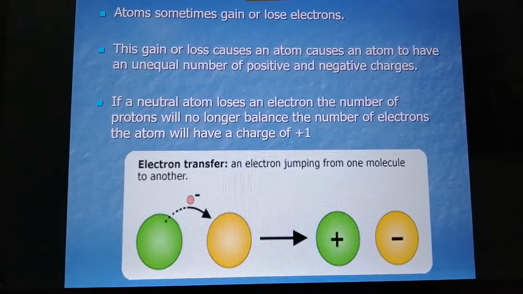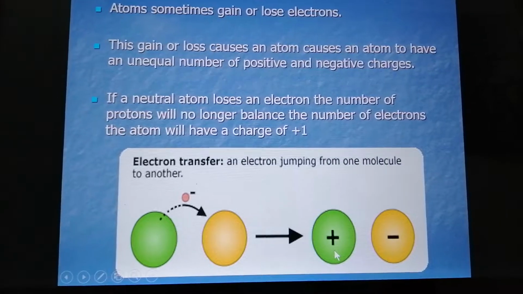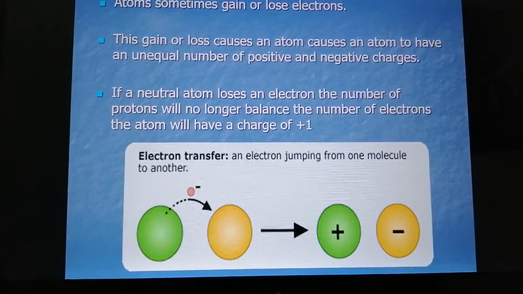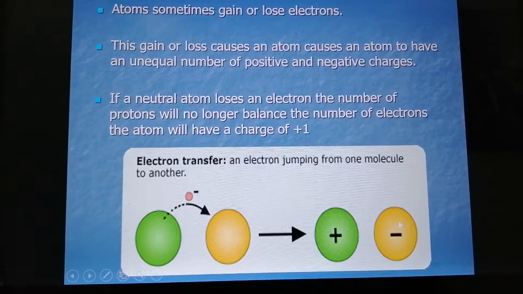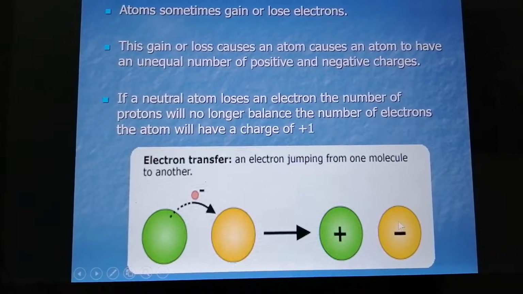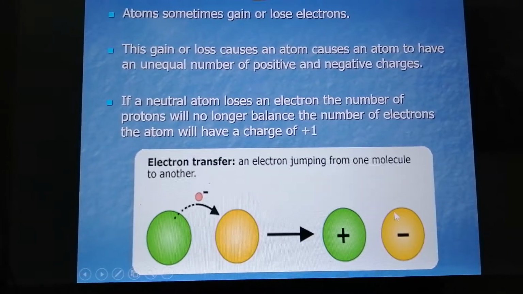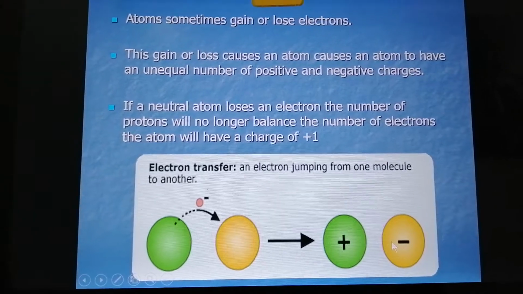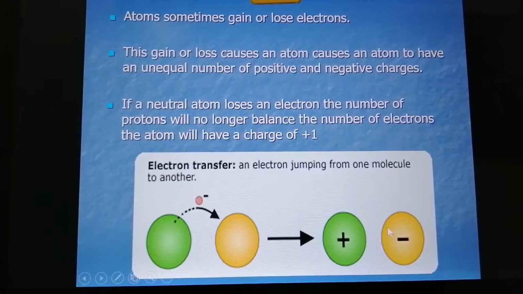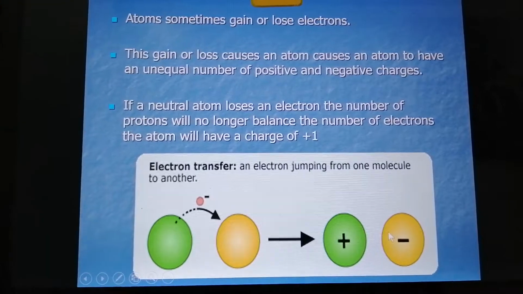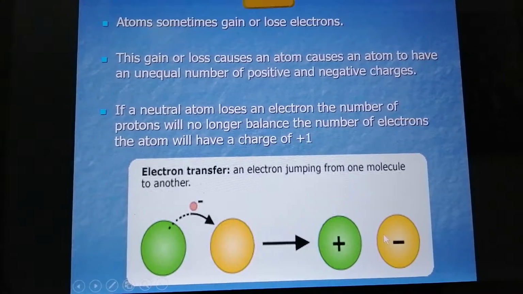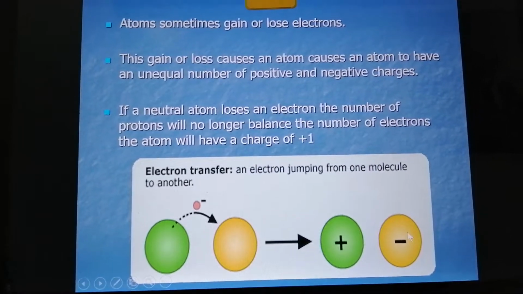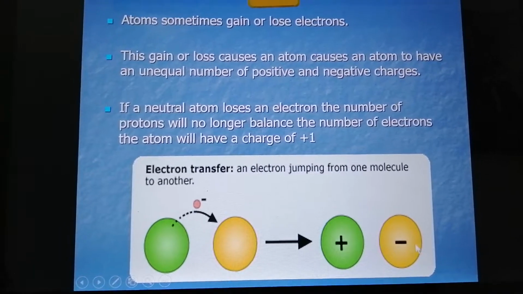So what is greater, the 2 or the 3? The 3. So it has more protons. It is positively charged. What about this one? It became 3 protons and 4 electrons. So what happened now? Is it positive or negative? What is greater, 4 or 3? 4. So it is negatively charged because the electrons here are 4 and the protons are 3. So it is negative.